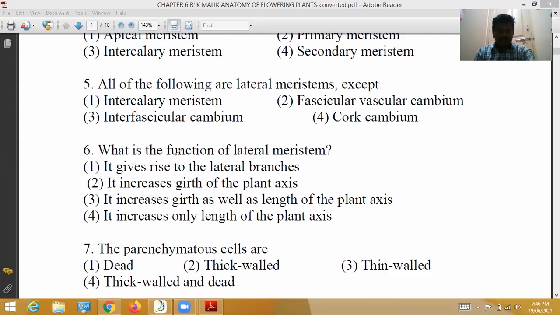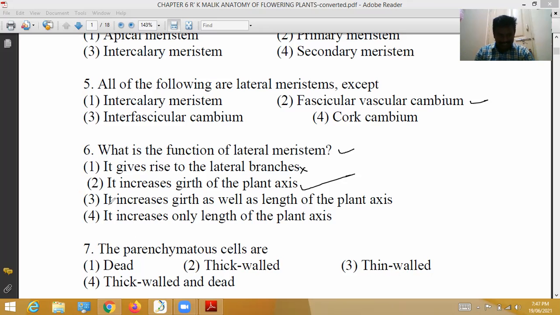Next bit. What is the function of lateral meristems? What is the main function of the lateral meristem? It gives rise to lateral branches. That is not a function of the lateral meristems. It increases girth of the plants. Yes, lateral meristem increases girth or diameter of the plant axis.